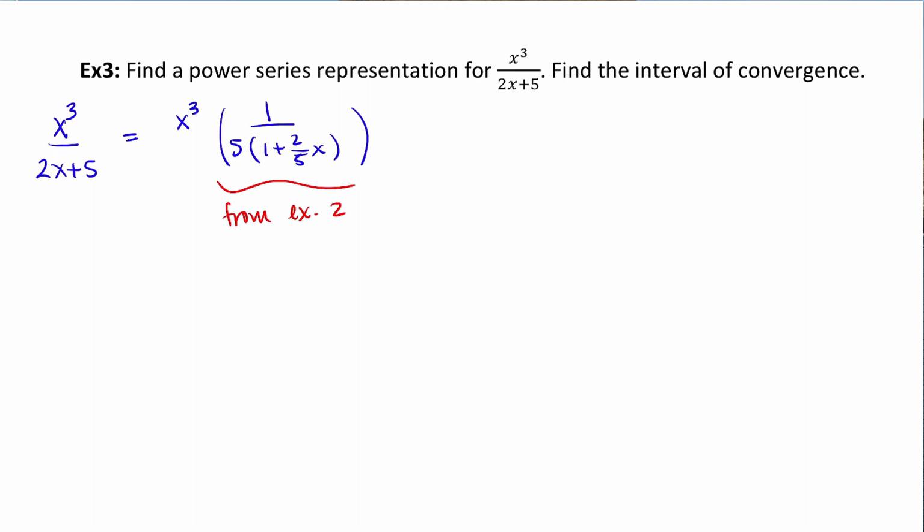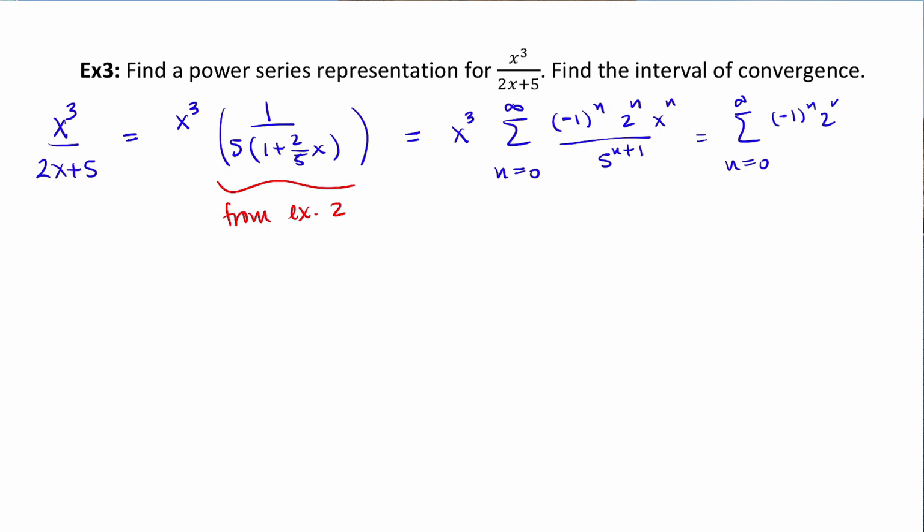We know that this is just equal to x cubed times the sum from n equals 0 to infinity of the power series representation we got in example 2, which is negative 1 to the n, 2 to the n, x to the n over 5 to the n plus 1. Bring this x cubed inside, and we get that this is just the sum from n equals 0 to infinity, negative 1 to the n, 2 to the n over 5 to the n plus 1, x to the n plus 3. Okay, that's it. That is my power series representation of x cubed over 2x plus 5.